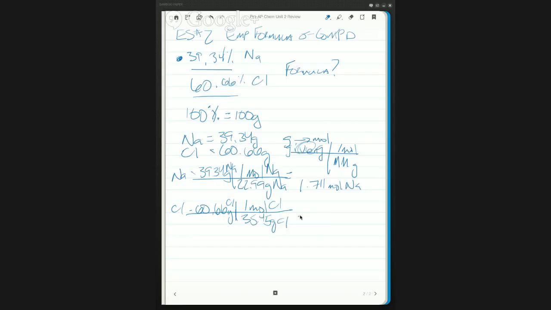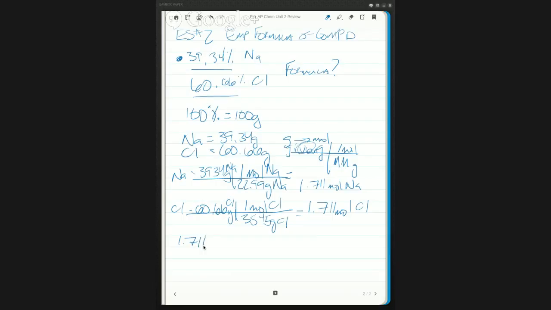Chlorine, chlorine, chlorine, so we're all on the same page. 60.66 divided by 35.45, and I get, interestingly enough, 1.711 moles of chlorine. And when you do this, you need to take the largest number and divide it by the smallest number. Or if you have multiple elements, you take every number of moles and divide it by the smallest number of moles. So they're the exact same.